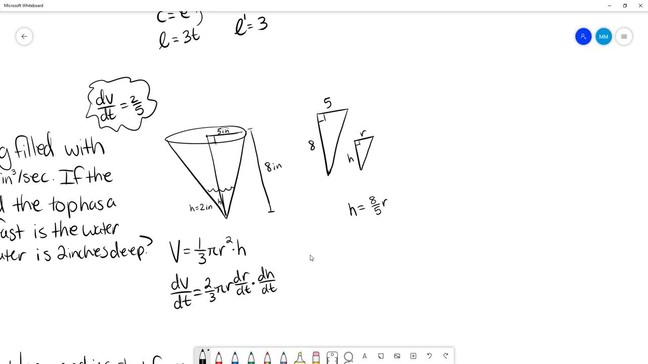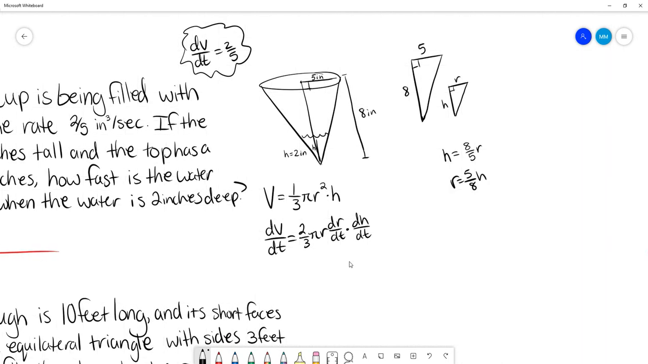Does that make sense? Yes. So h would be 8/5 of r, and r would be 5/8 of h, right? And I can double check that by plugging them in. When my radius is 5, well, that's 8/5 times 5. Those cancel. When my radius is 5, is my height 8? Yes. Sorry, I've had a long day. And vice versa. When my height is 8, is my radius 5? Yes. So I could use either of these, coming back to this, to figure that out.